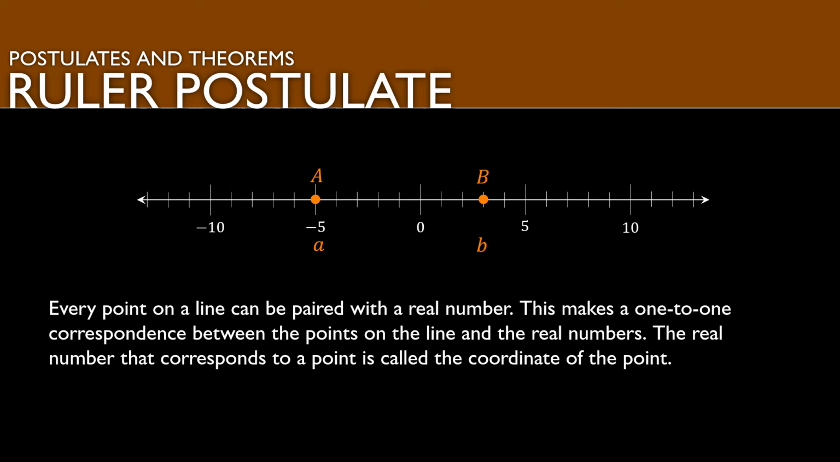The real number that corresponds to a point is called the coordinate of the point. So in our illustration here, you can see that point A is located at -5. -5 is the coordinate of that point. Point B is located at 3, so that makes 3 the coordinate for B. If we want to measure the distance between the two, we can do that.